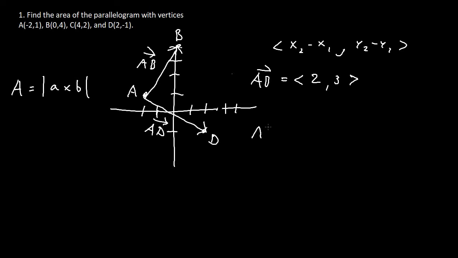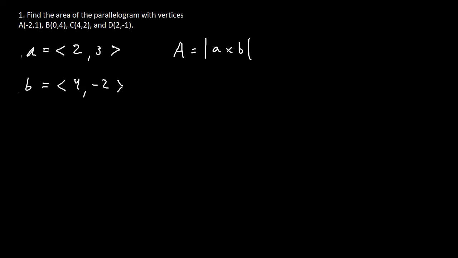Now for vector AD, once again we're going to use the same formula. We take x2 minus x1. So 2 minus negative 2 gives us 4. And then comma, y2 minus y1. So negative 1 minus 1 gives us negative 2. So that will be the vector representing the line segment AD. Now I'm going to rename vector AB as just vector A, and vector AD as vector B, just for simplicity. Vector A and vector B here.